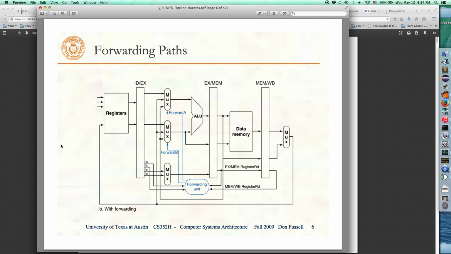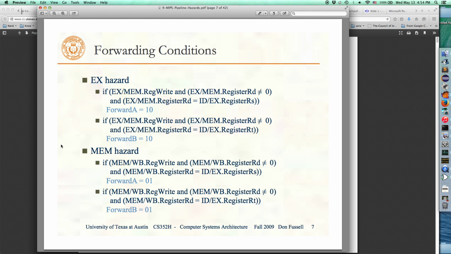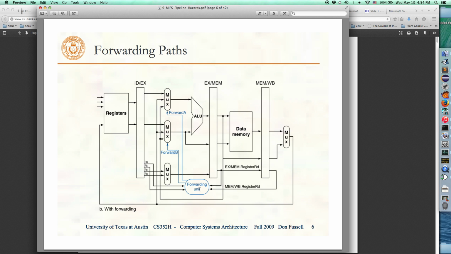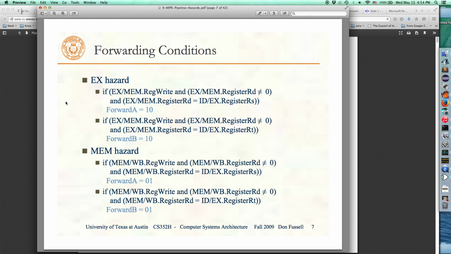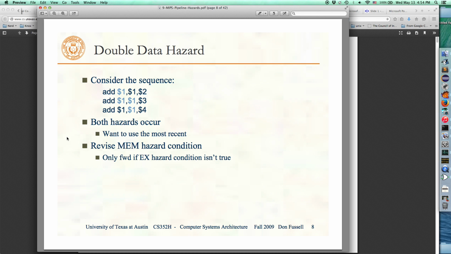Now, of course, there's a few other considerations. The number one consideration being all of this is only true if we're writing the registers. If we're not writing the registers, then don't do any forwarding. And so here's just a little bit more on what that logic would look like, kind of in pseudocode, and what the numbers are for the different forwarding to register A, register B.